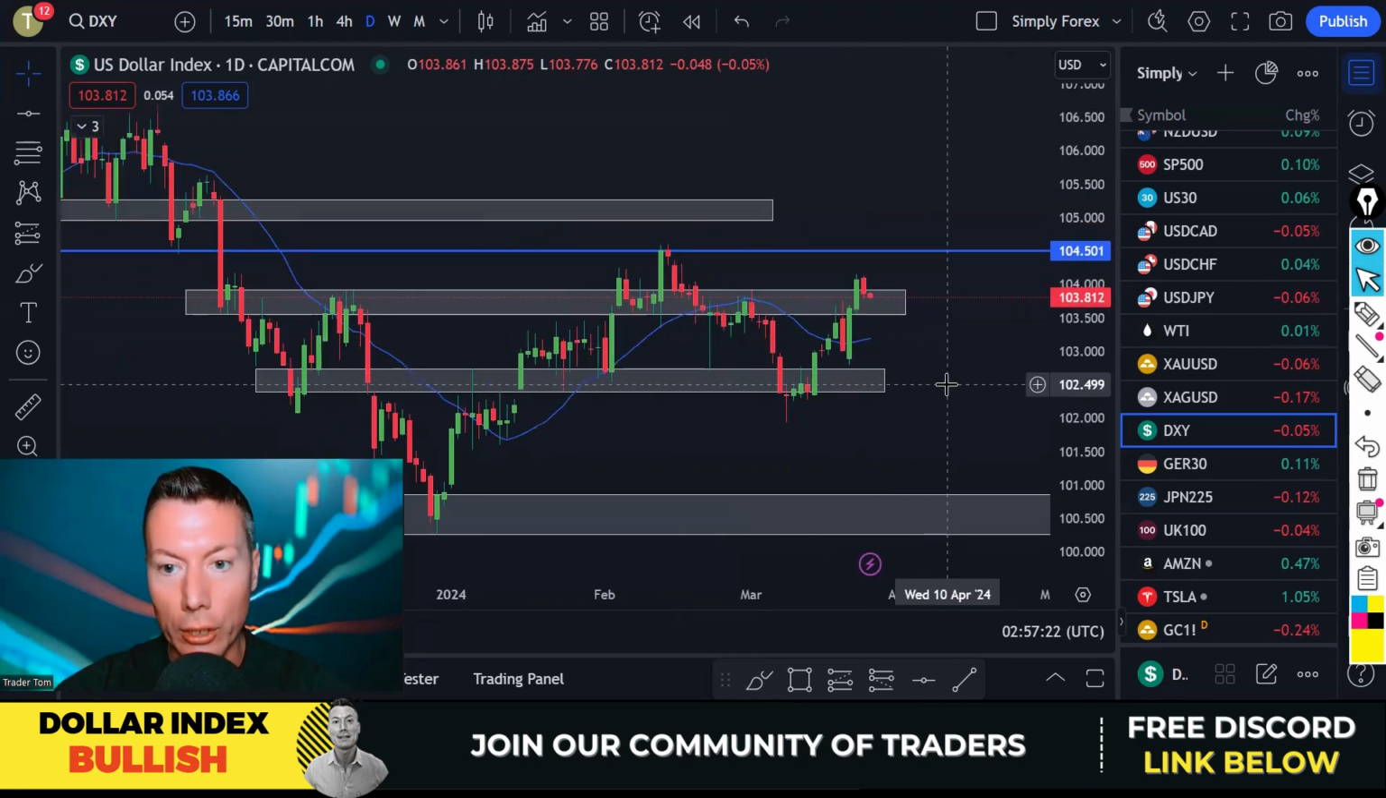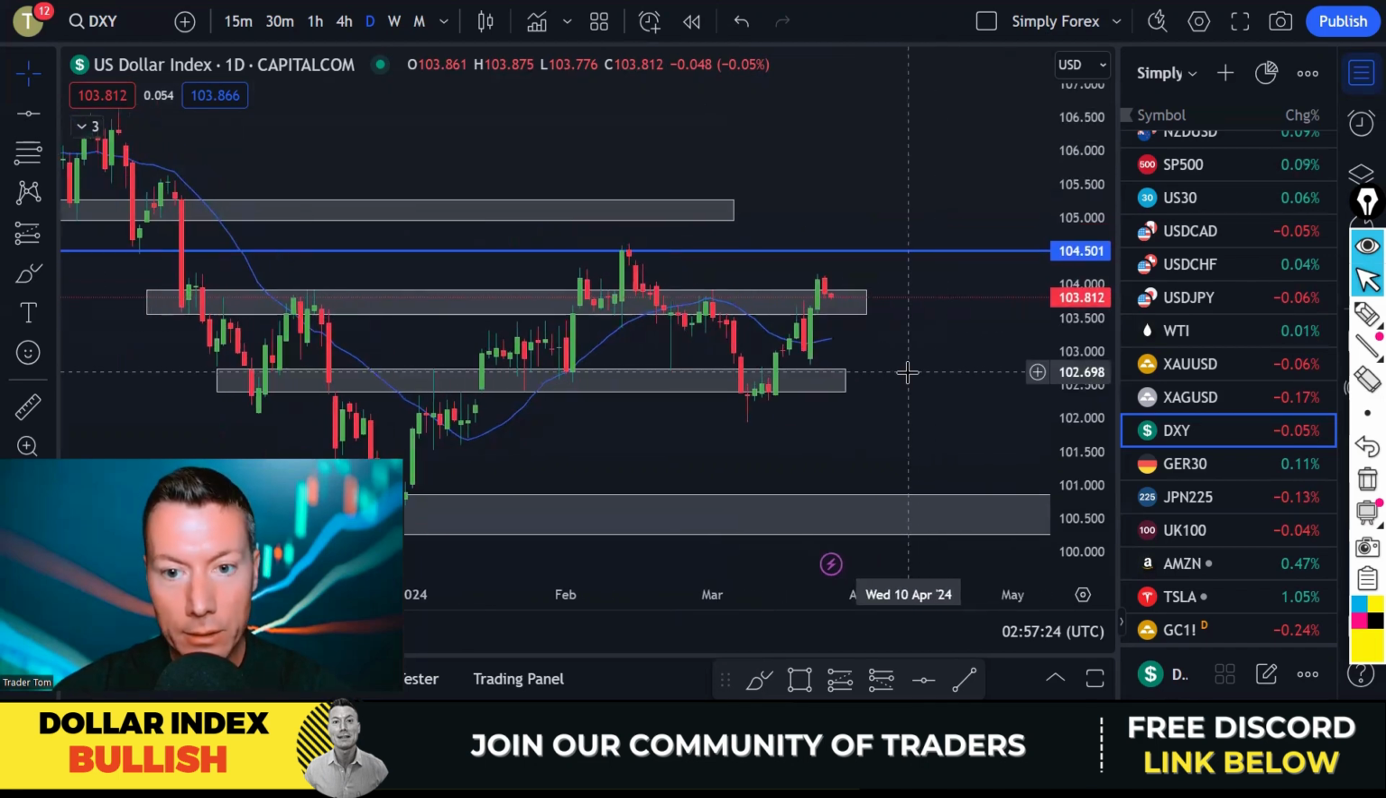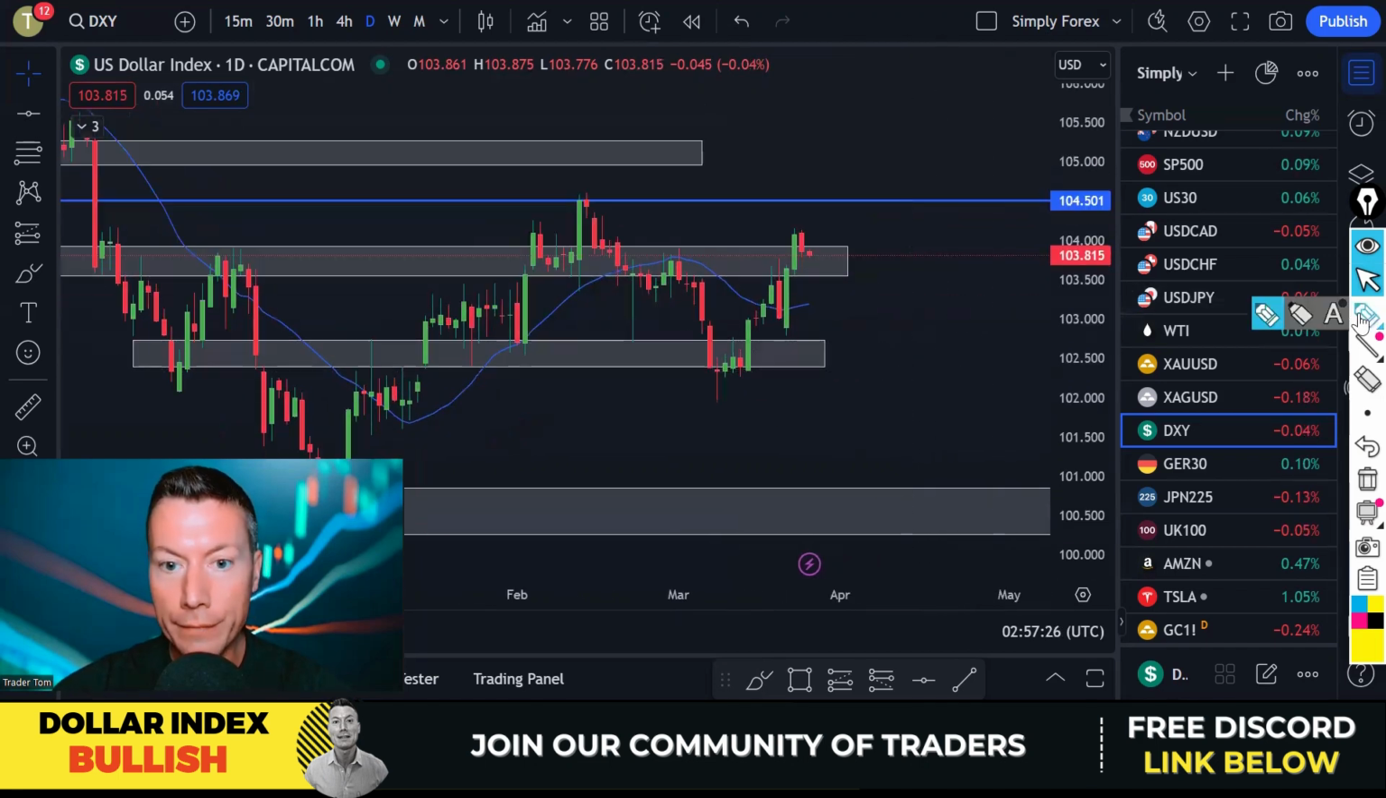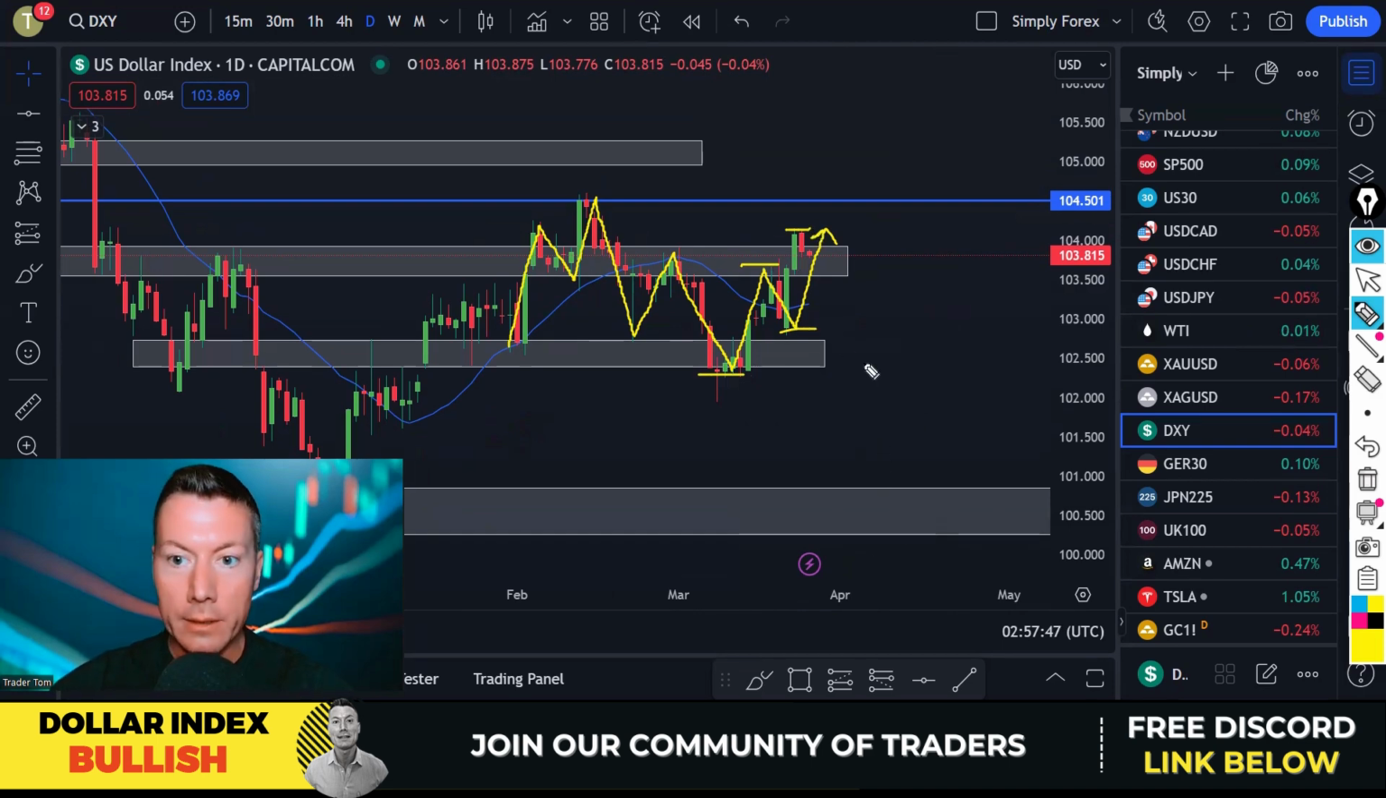Now, if we look at the dollar index, and as I always prattle on about, just follow structure. All the clues are in the structure, right? Now, if we look at the structure here, this is where we're at, right? So we are in an uptrend, higher lows, higher highs. Okay, so that is suggesting US dollar strength.